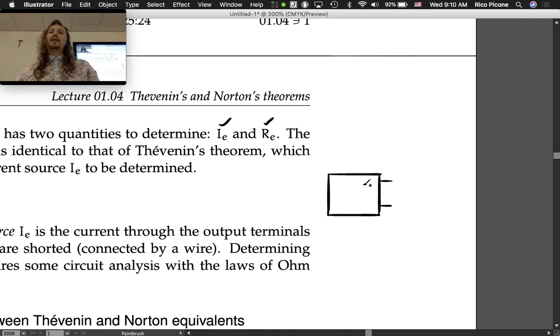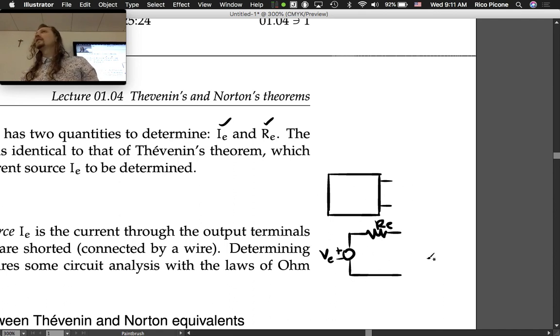When we wanted to find VE, we said, okay, I've got a source, plus, minus, in series with the resistor, RE, VE. And if I find RE and VE, I can replace this entire thing with this. Okay? This is what Thevenin said.